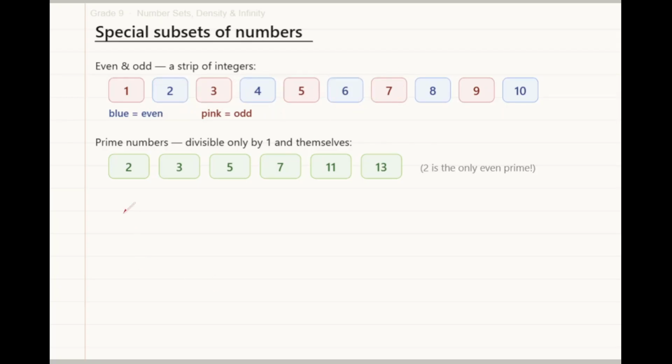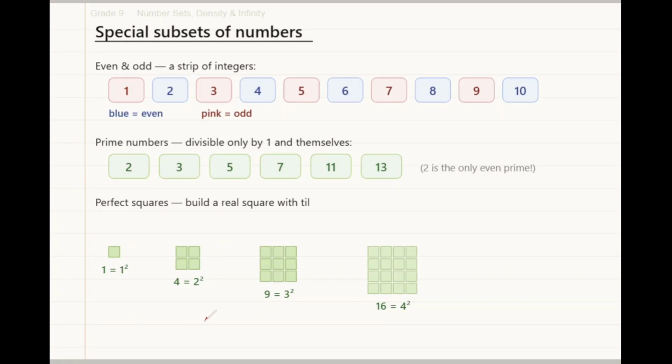Okay, so next are the prime numbers. The prime numbers are those which are divisible only by themselves or by 1. And the fun fact: only the number 2 is an even prime number, whereas all other prime numbers are always odd numbers.